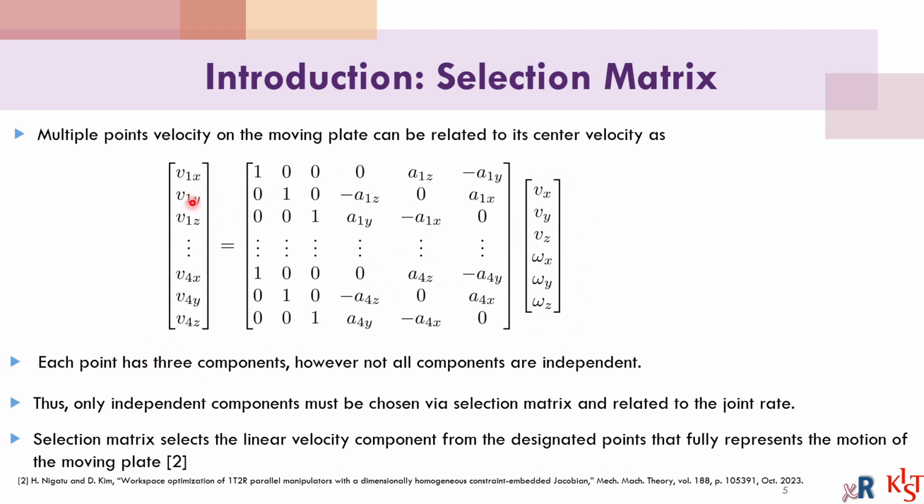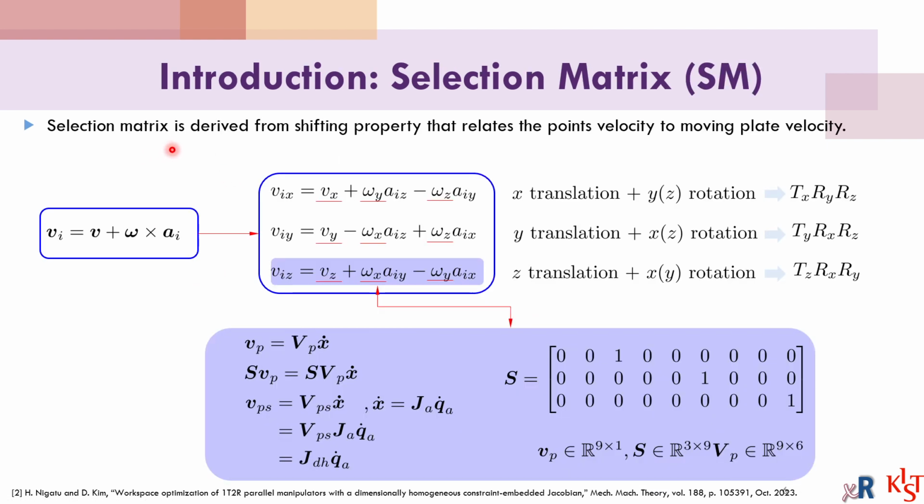So as can be seen from the equation, each point has three components, but not all components are independent. In order to represent the motion of the moving plate, we need to use independent component velocities, and those independent component velocities must be chosen via selection matrix. Therefore, selection matrix selects the linear velocity components from the designated points that fully represent the motion of the moving plate. Therefore, selection matrix is derived from the shifting property equation that we can see here.